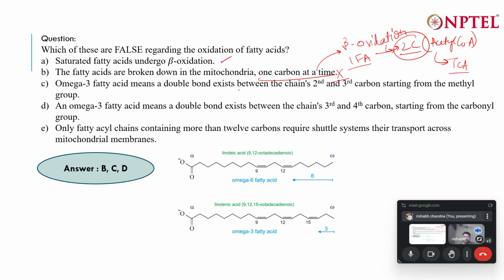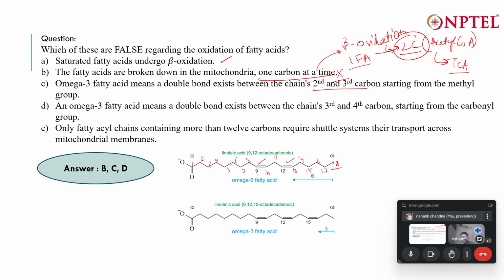Omega 3 fatty acids means a double bond that exists between the chain's second and third carbon starting from the methyl group. Considering this as the fatty acid, for example, this fatty acid is an 18 carbon fatty acid that has a double bond at the ninth position and the 12th position.